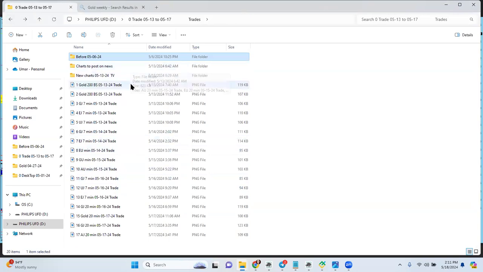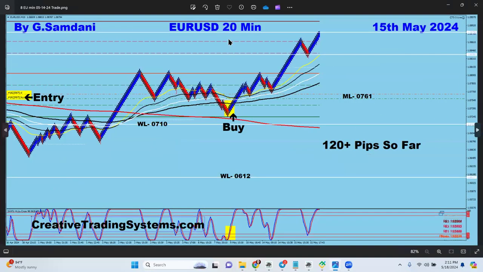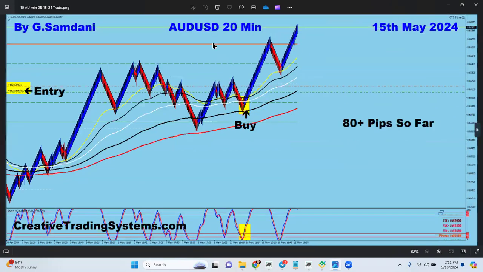Let me see if I have it here. These three trades, pound, euro, USD. Look at that. Pound USD weakness chart I just showed you. So because of that, I got this euro USD from a 20-minute chart for 120 pip. Then 130 pip pound USD and pound Aussie.